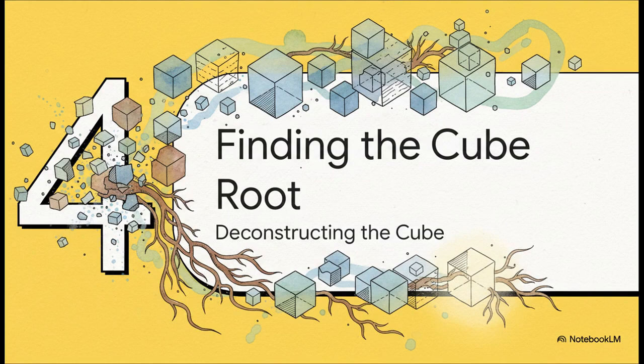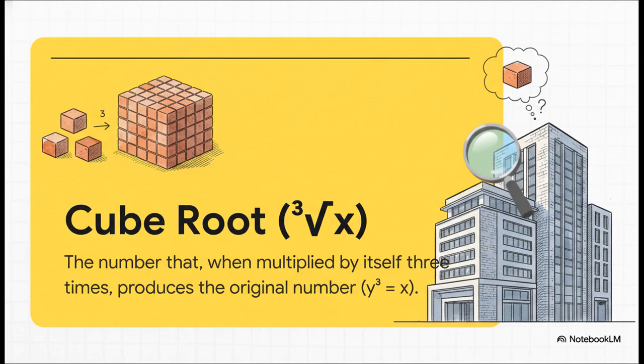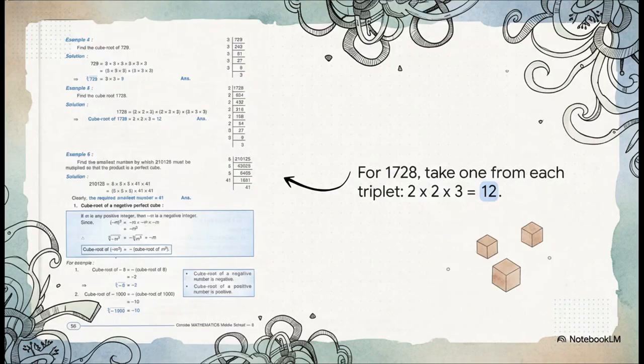So, we've learned how to build cubes and how to fix them. Now, let's learn how to take them apart and get back to their source, to find the root from which they grew. Finding the cube root is literally just the reverse of cubing. All you're asking is, what number, when multiplied by itself 3 times, gets me the number I started with? It's kind of like I gave you a finished building and you have to figure out the exact size of the original brick used to make it. And guess what? That prime factorization method we've been using is the perfect tool for this too.